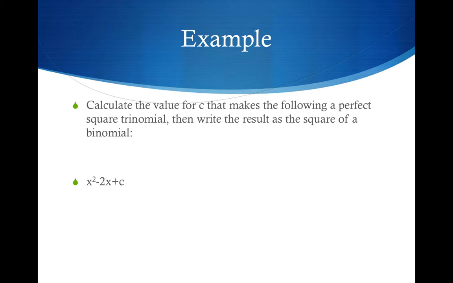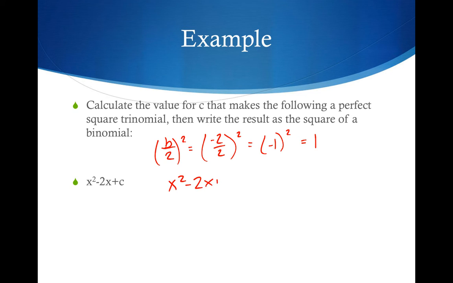So it's 1x squared plus bx plus c. So that means we can go ahead and calculate b over 2 squared. So b here is negative 2, over 2 squared, which is negative 1 squared, which is positive 1. So c is equal to positive 1. Watch your signs. Anytime you're squaring, you're going to get a positive result. So you're always adding a positive number in for c. So that means we've got x squared minus 2x plus 1.